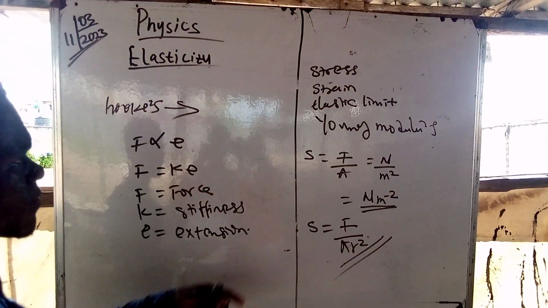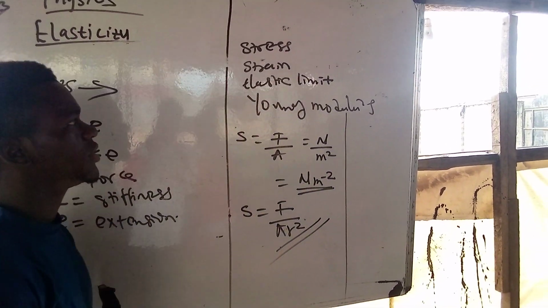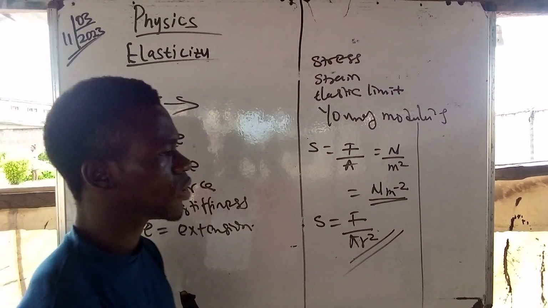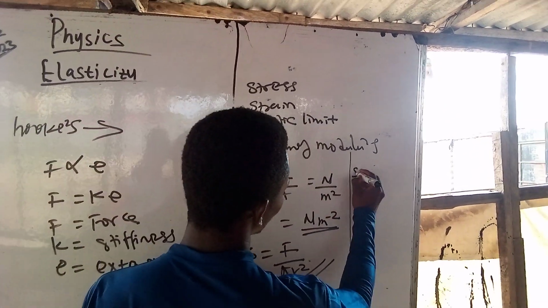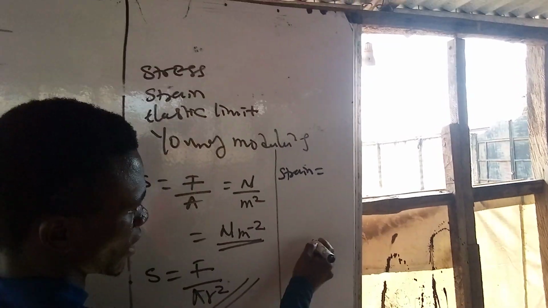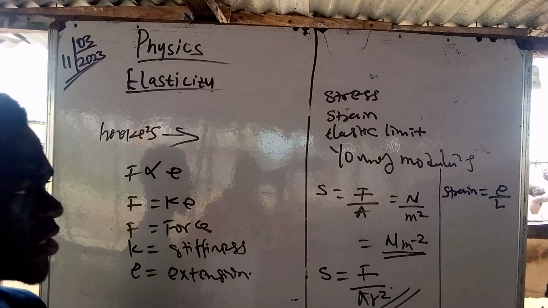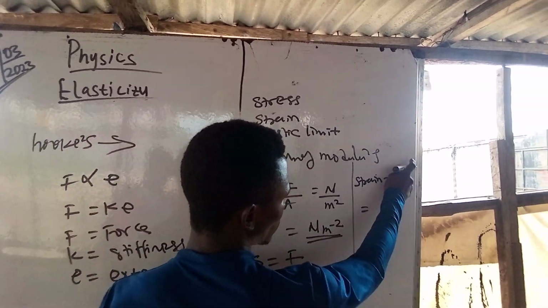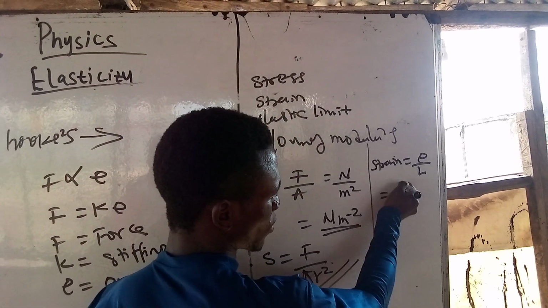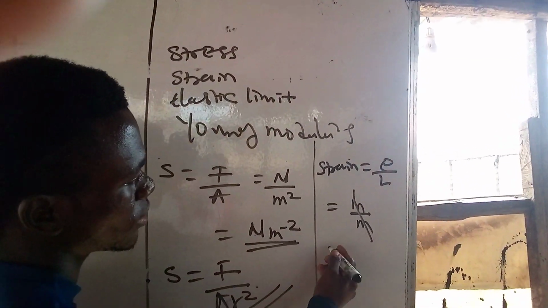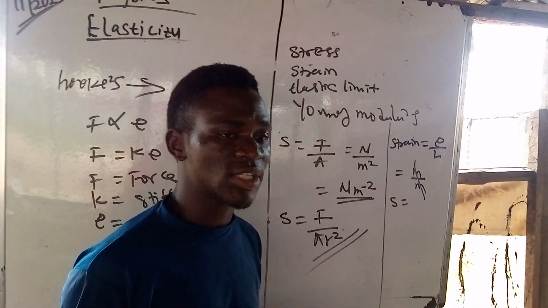Now let's think about strain. What is strain? Strain is the ratio of the extension over the length. Strain doesn't have any unit because the extension has the unit of meter, and the length also has the unit of meter, so they cancel out. So the strain doesn't have any unit.